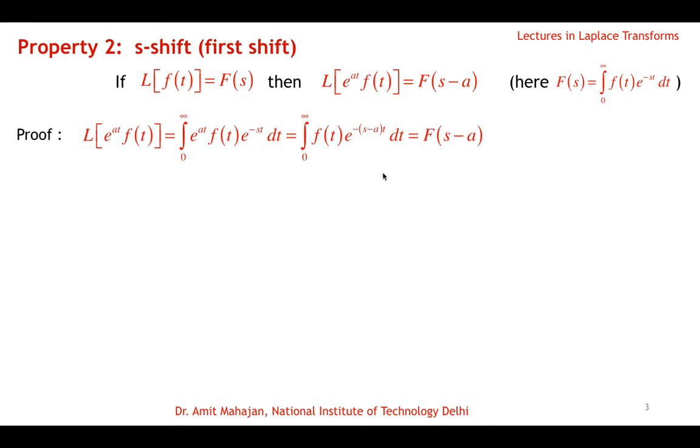Okay, so if you know the Laplace of f(t) as F(s), then the Laplace of exponential times f(t) will be nothing but s shifted to s minus a, where a is given.